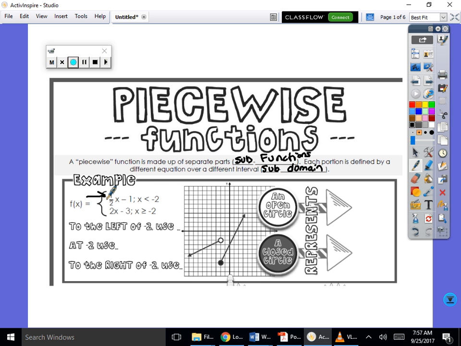I'm going to use this top function for every value where x is less than -2, and I'm going to use this function whenever x is greater than or equal to -2.